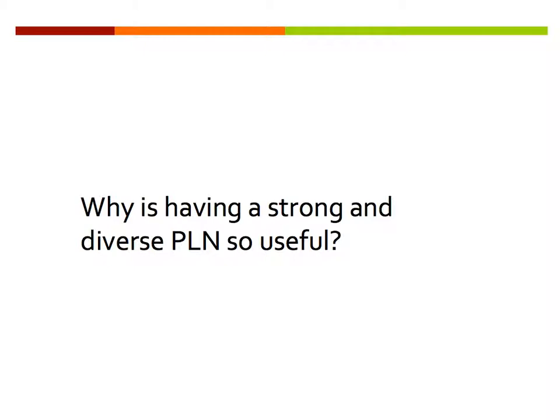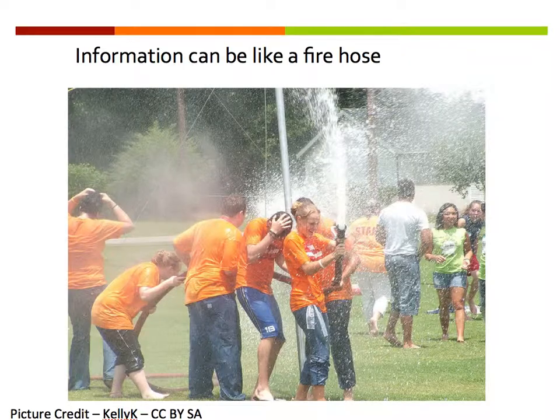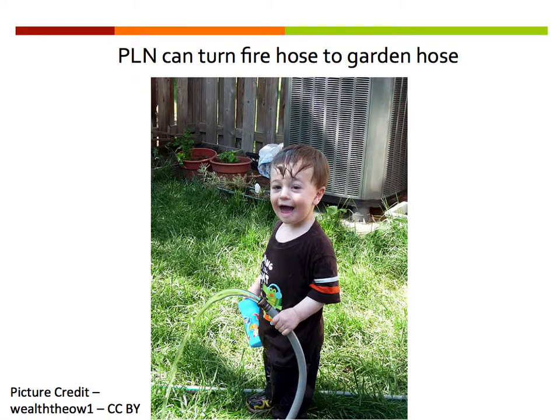So another question is, why is having a strong and diverse personal learning network so useful? Well, information can be like a fire hose. There's so much out there. How could you possibly take it all in? But if you have a network, it can act as a filter and turn that fire hose into something more manageable, like a garden hose. Instead of having to figure out on a site like Amazon, when there's all those books, what might be a good book for you based on something else you've read, you can look at the reviews of other people. And that might give you some ideas of what to look for. Or on sites that give you reviews of restaurants, to see what might be a good place to eat if you're traveling to a new city.